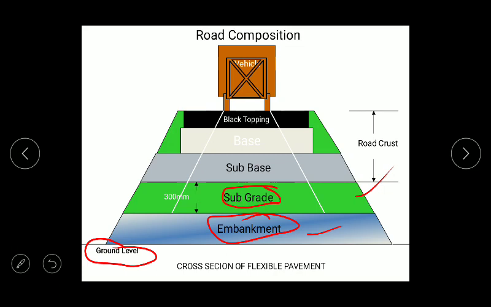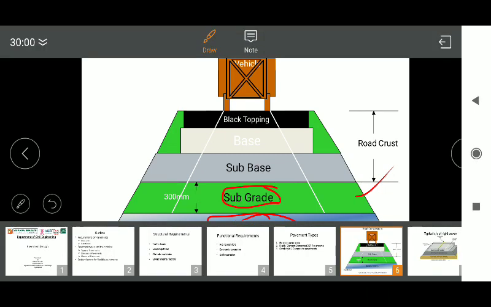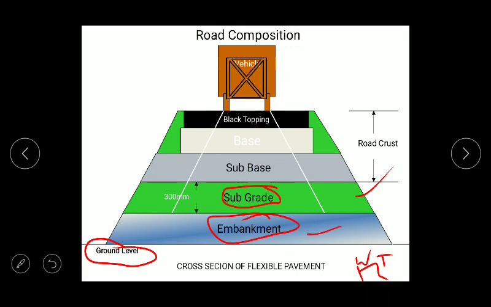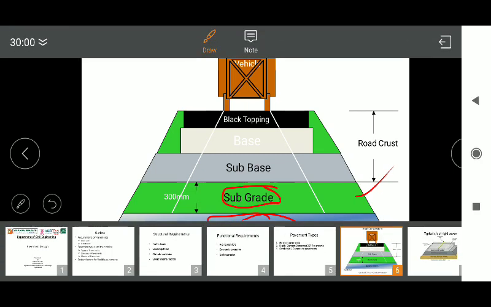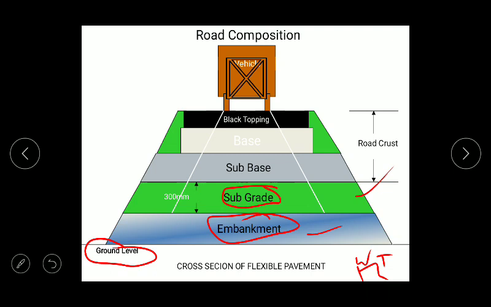What happens if somewhere below here there is a higher water table? If you provide the subgrade directly without any embankment, whatever water is present in this water table, I will just write here WT, so water table, if it is very near to the subgrade, the water may percolate into the subgrade and it may disturb the optimum moisture content and maximum dry density of the subgrade.